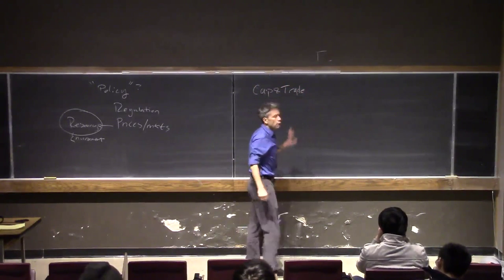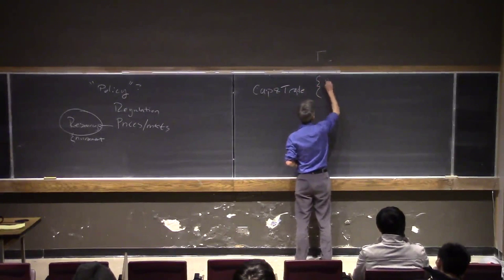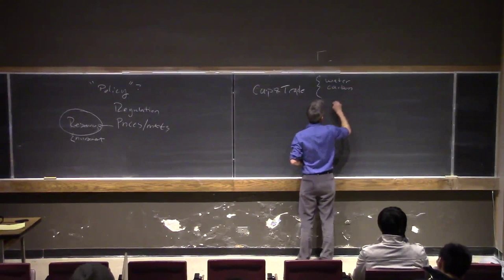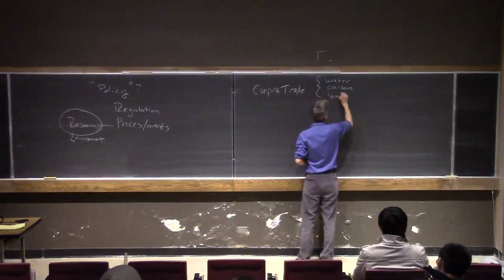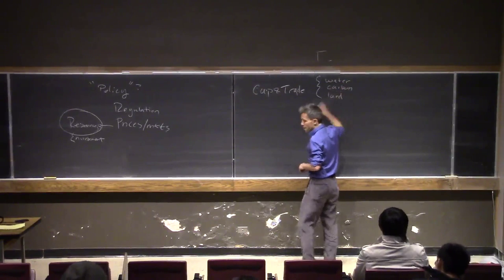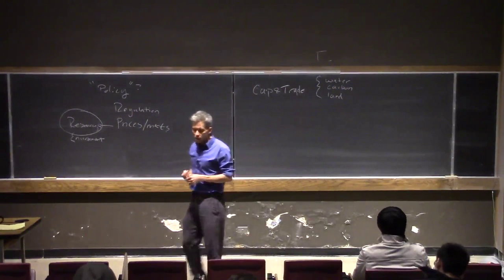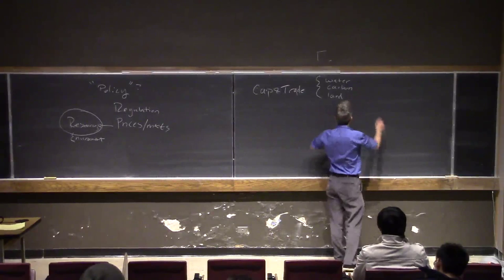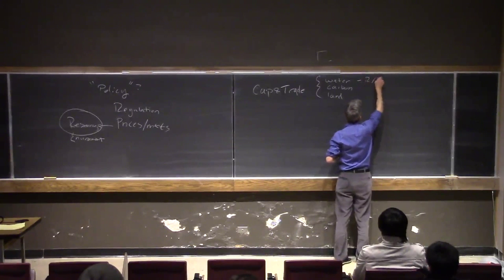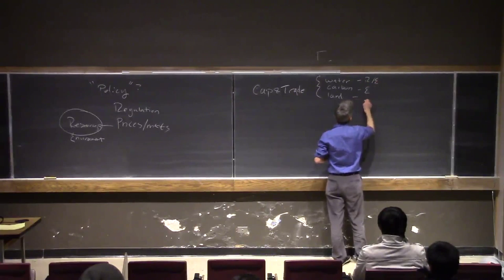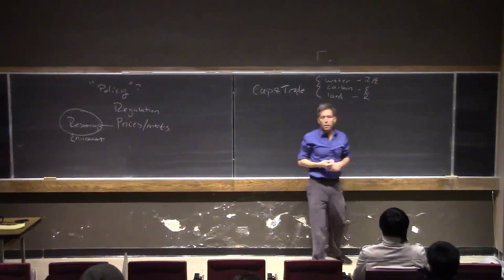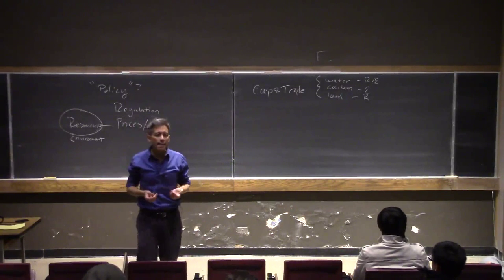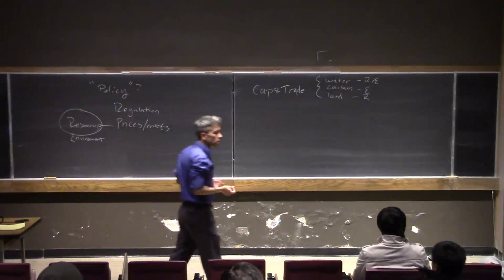And cap and trade can occur for many things. It can occur for water. It can occur for carbon. It can occur for land. It can occur for many different resources, whether or not they have an environmental impact. So carbon is almost purely environmental. Water is both a resource and an environmental good. Land is a resource, and it's not necessarily environmental at all, right? So cap and trade is an idea which is very simple, and we use it all the time.